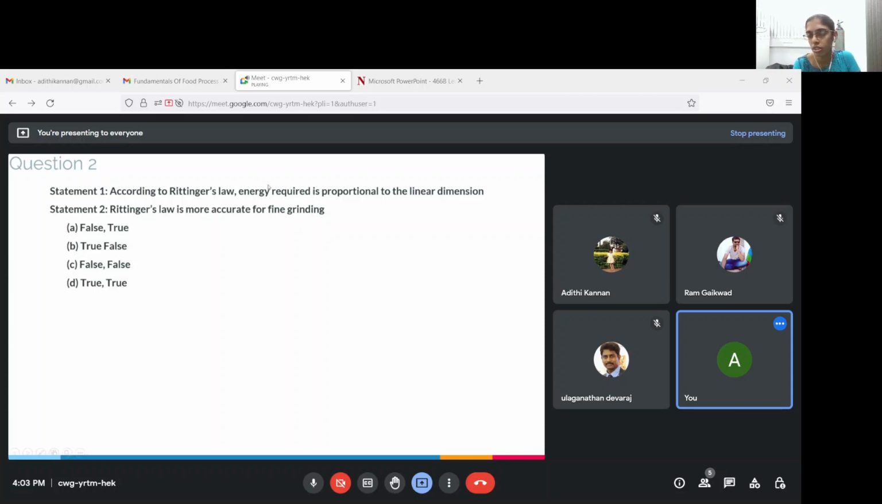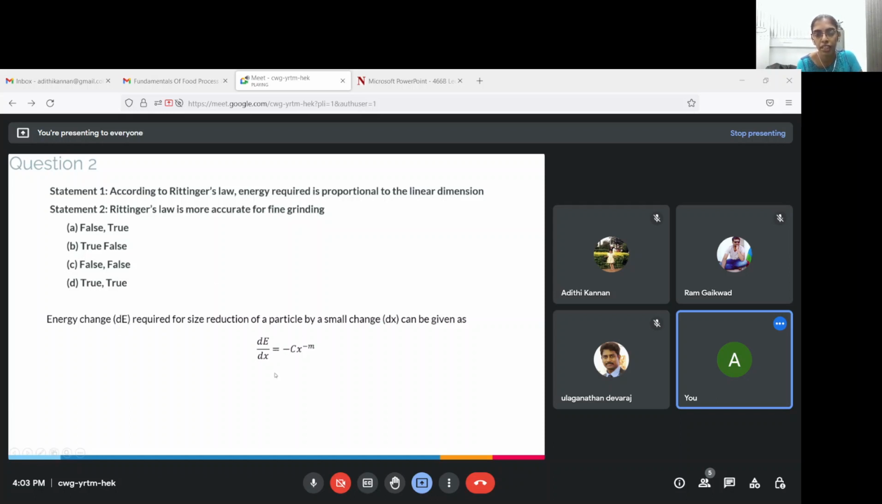Since when you try to break down particles, obviously you need to give some energy. The energy required can be proportional to different characteristics of the particle, according to different laws. So let's say this is the generalized formula, that is the energy change dE required for size reduction of a particle by a small change dx. So let's say the particle undergoes a small change in size, that is dx, and the energy required to bring about this change is dE.